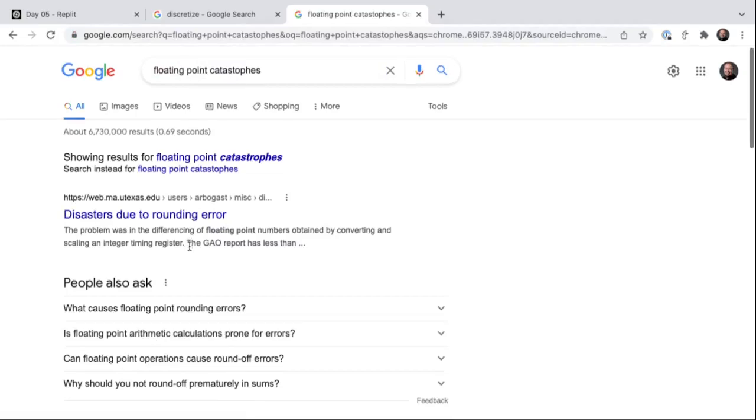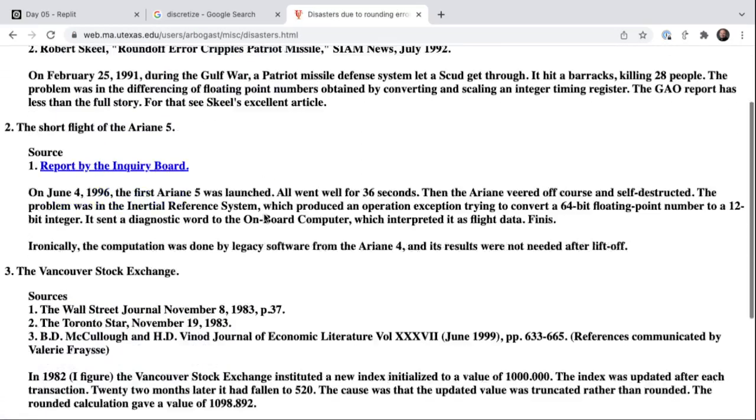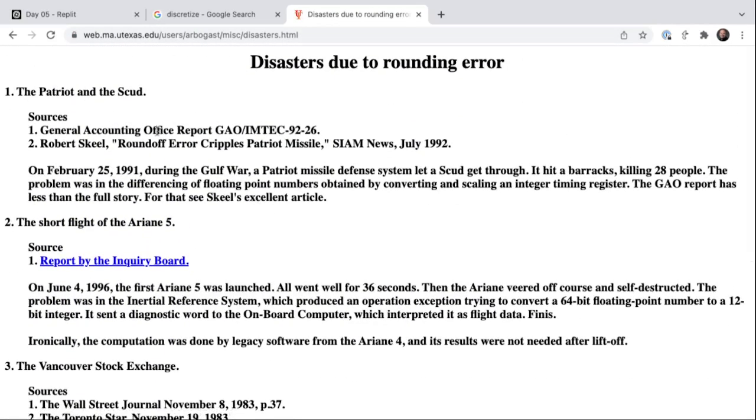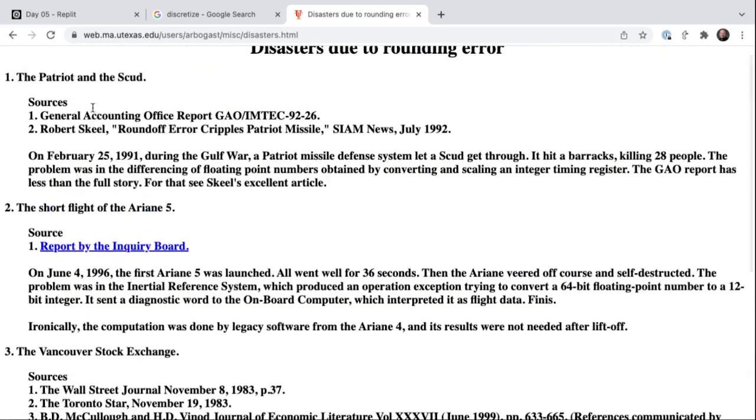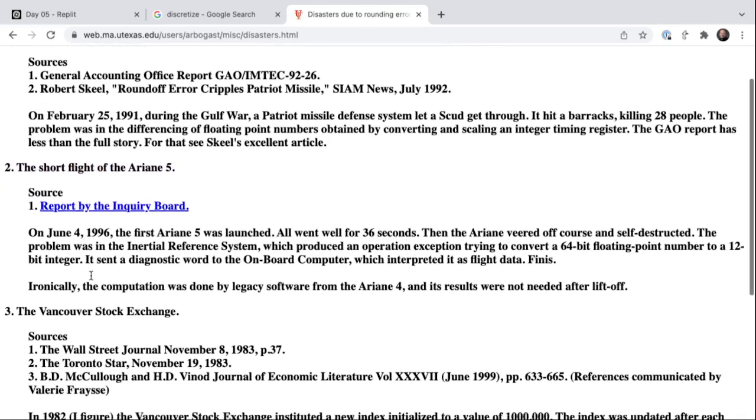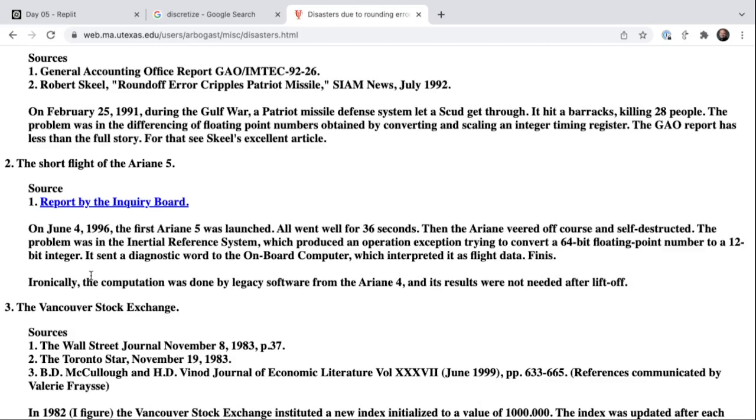Let's see if these come up. Disasters according to rounding error. So let's see, you can see there are some pretty big deals for people who did not account for rounding errors. So this Ariane 5 was a rocket that exploded in 1996 because they did not account for rounding errors. Basically, it rounded up and it overcorrected and it blew up. So anyway, that's a fun little tidbit of computer science about rounding.